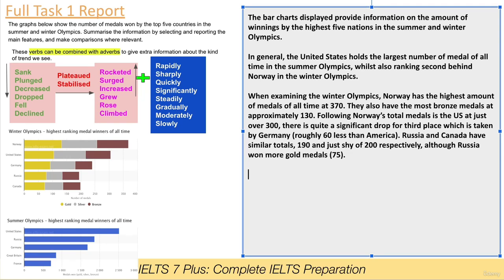Okay, let's read this back and see how we're doing. When examining the Winter Olympics, Norway has the highest amount of medals of all time at 370. They also have the most bronze medals at approximately 130. Following Norway's total medals is the US at just over 300. There is quite a significant drop for third place, which is taken by Germany, roughly 60 less than America. Russia and Canada have similar totals, 190 and just shy of 200 respectively, although Russia won more gold medals, 75.